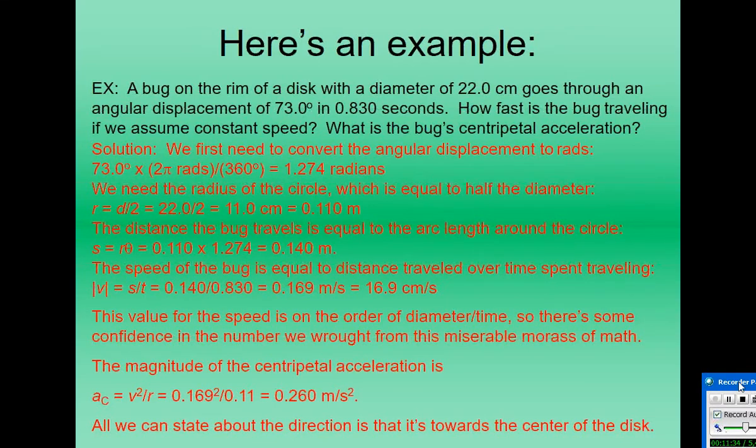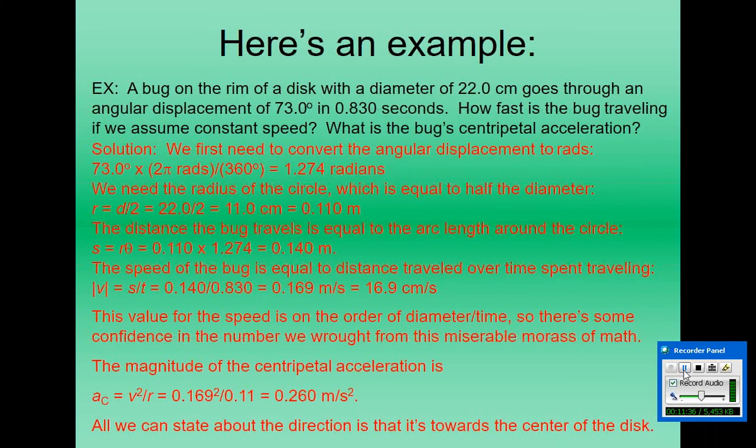What is the actual distance it travels? Thanks to knowing the displacement in radians, this is a quick calculation. r is 0.11, theta is 1.274. The physical distance the bug travels is 0.140 meters. Quick, quick, quick. The speed is equal to the total distance divided by time. The bug travels 0.140 meters in 0.830 seconds. We divide, and we find that the speed is 0.169 meters per second.